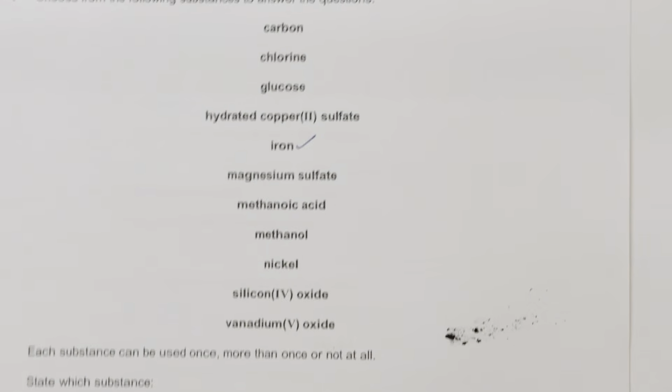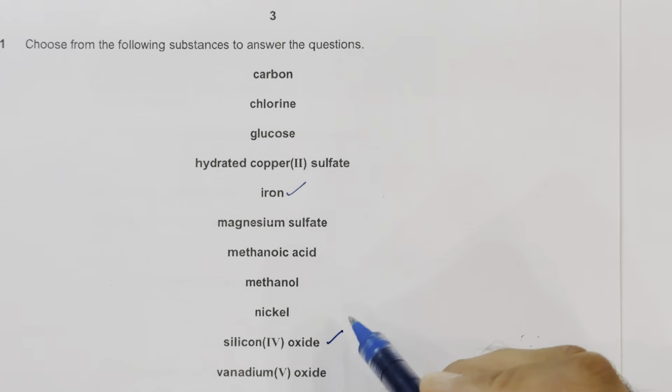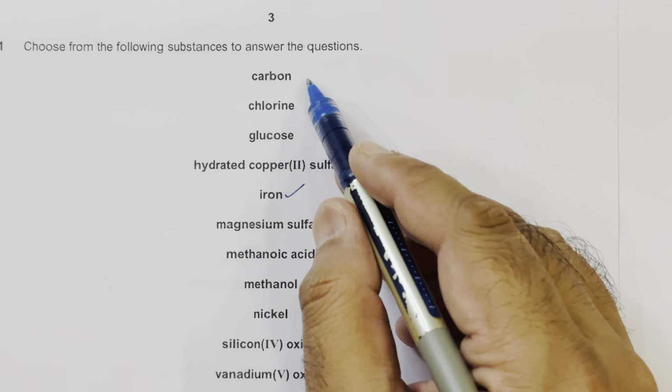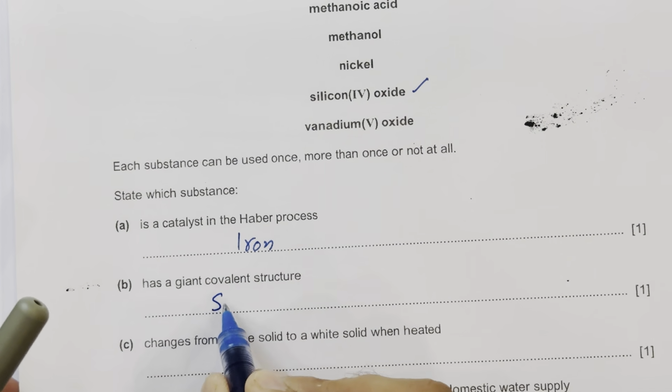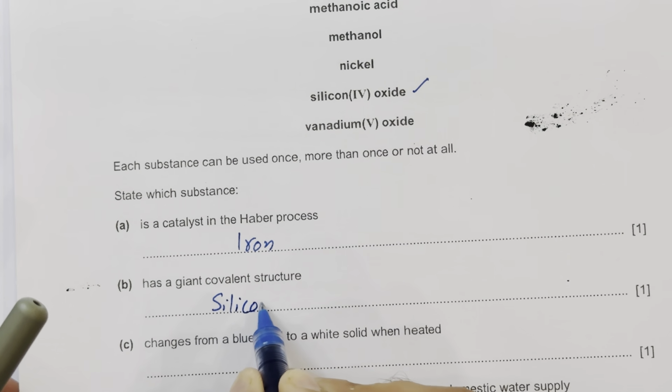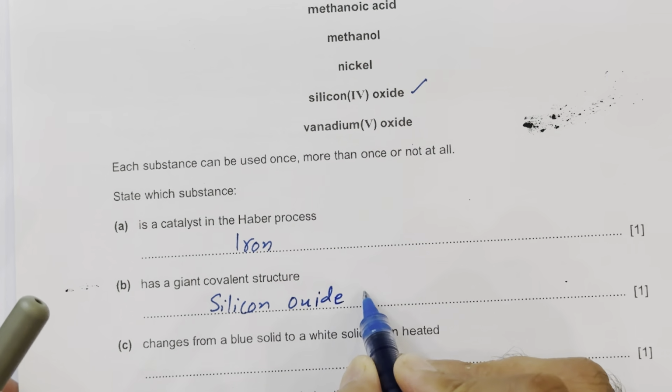Has a giant covalent structure. We know that silicon dioxide and carbon have a giant structure, so you're going to write both or either of them: silicon oxide or carbon.